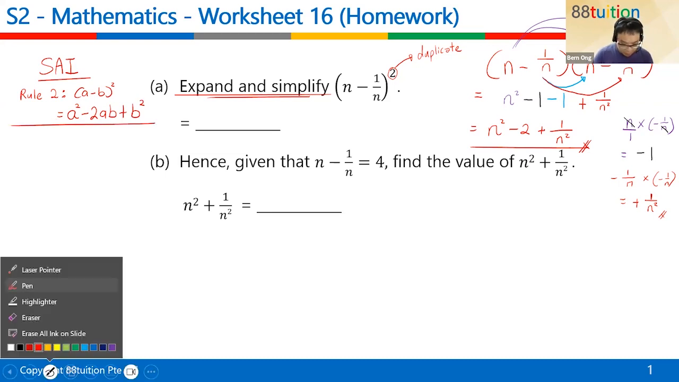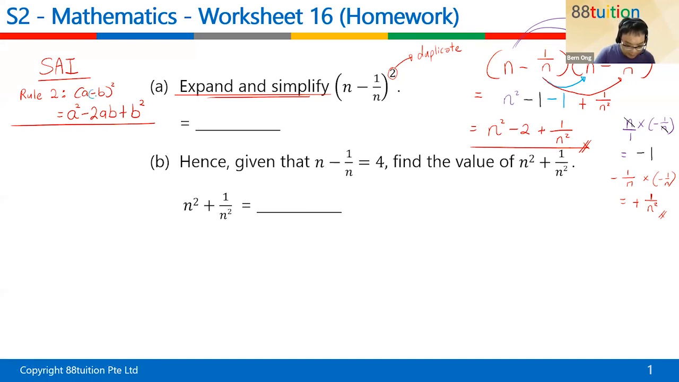So how do you know to use algebraic rule 2? Because of the minus sign out here. So if you use algebraic rule 2 to expand, you can write it as front square minus 2 front back plus back square. And eventually your answer will be n squared minus. Down here, your n and n will also cancel. So it's like minus 2 times 1 is minus 2. Plus 1 times 1 is 1. n times n is n squared.